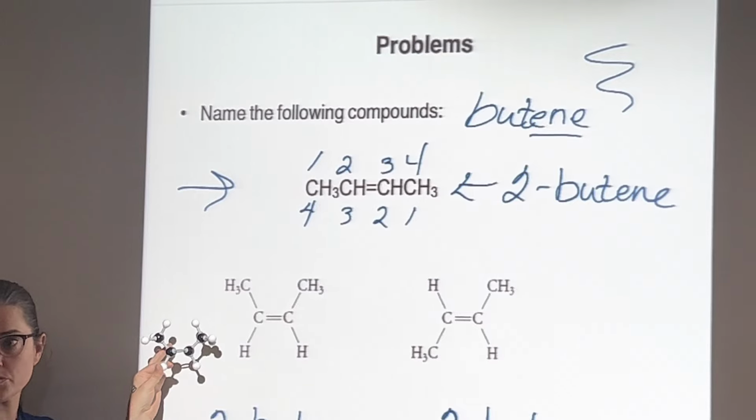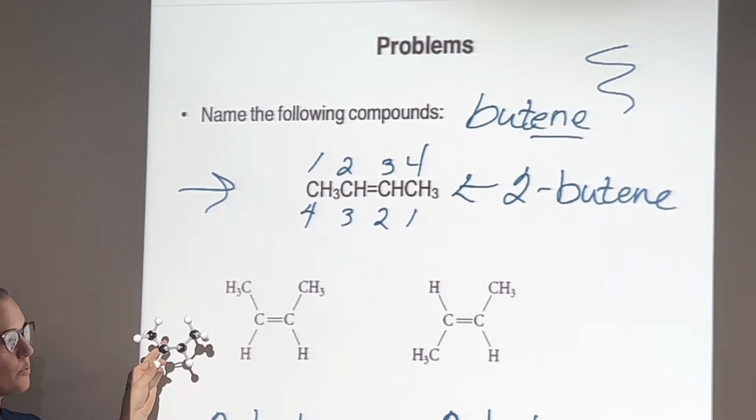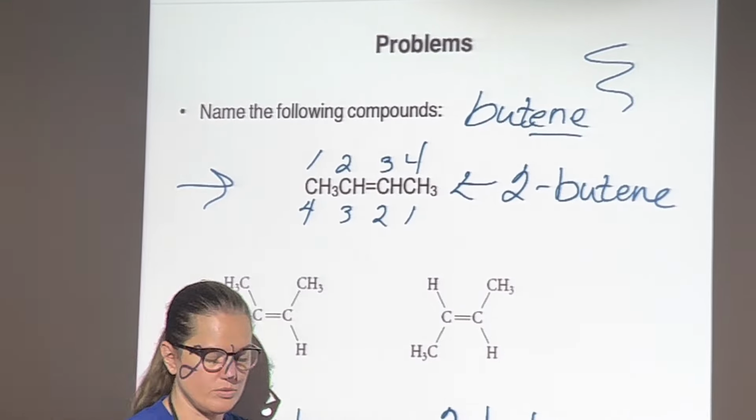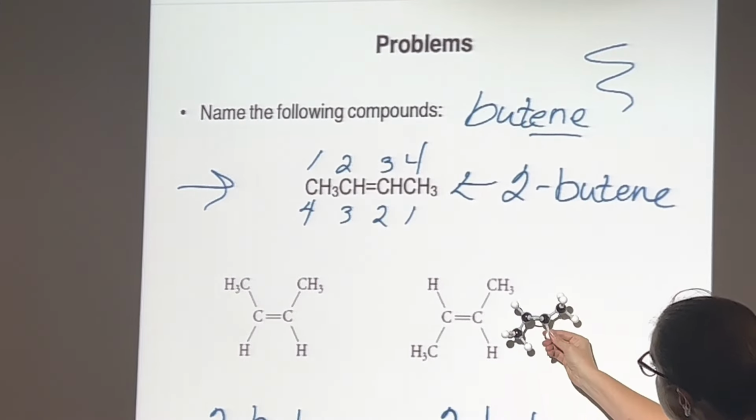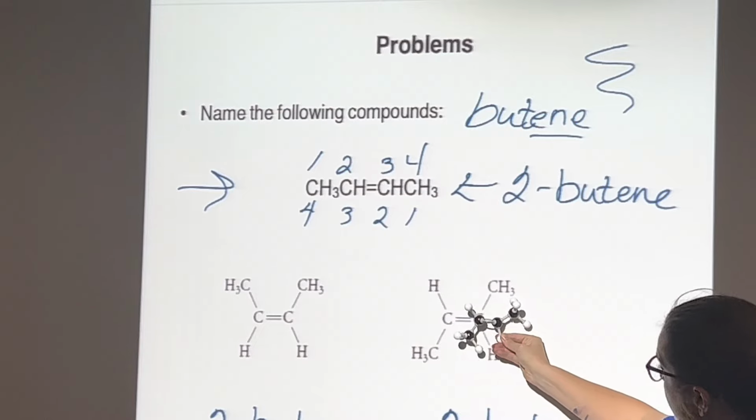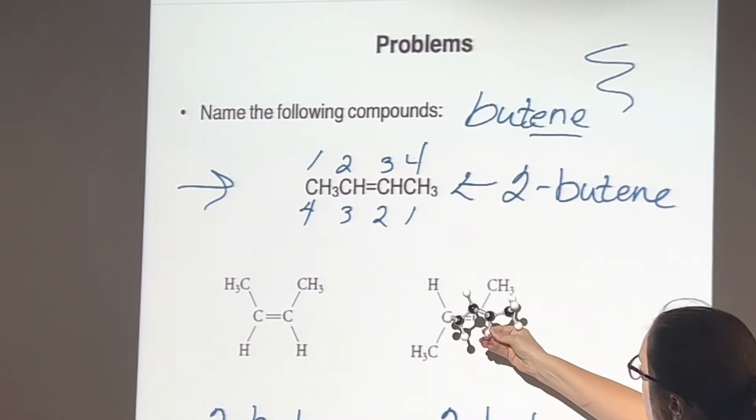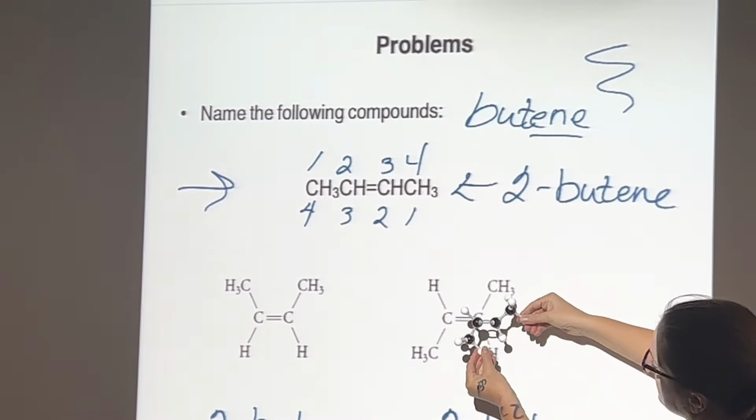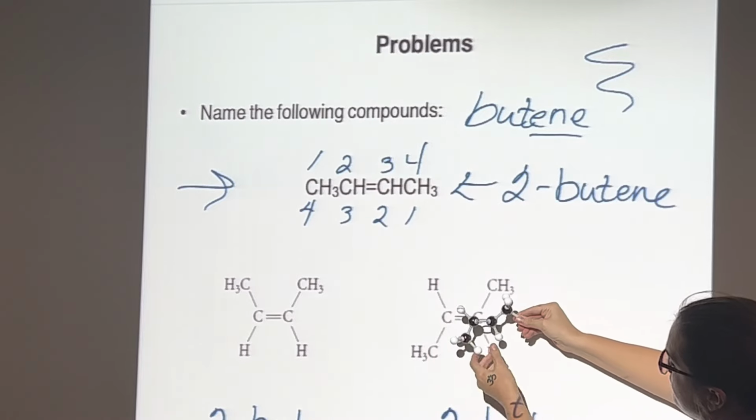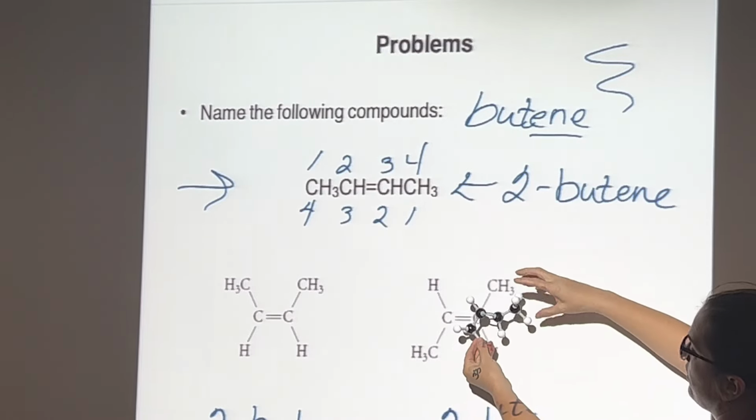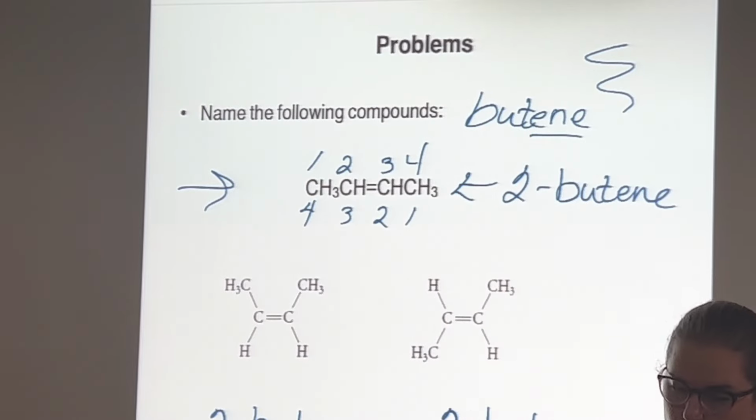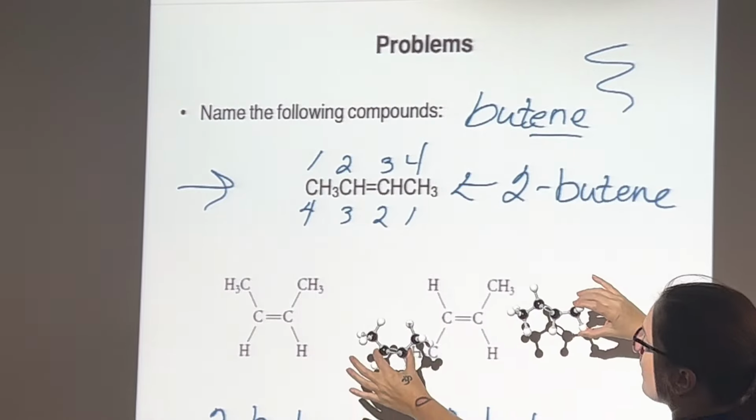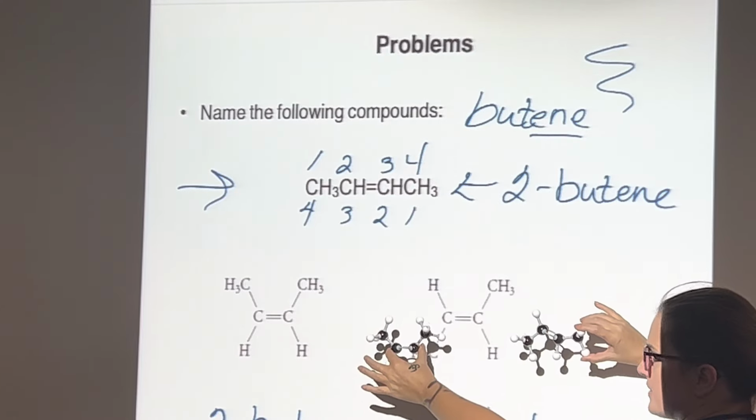Does that make sense, folks? And with this one over here, this 2-butene, what we can see is that it looks like that. So we have one of the methyl groups on one side of the double bond, and we have the other methyl group on the other side of the double bond. And these two molecules are indeed different.